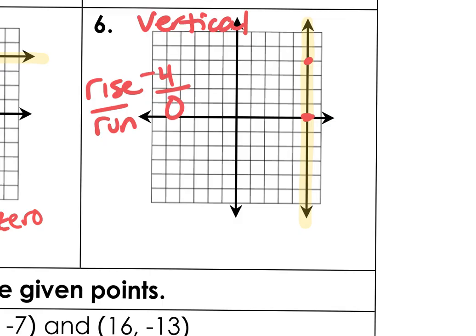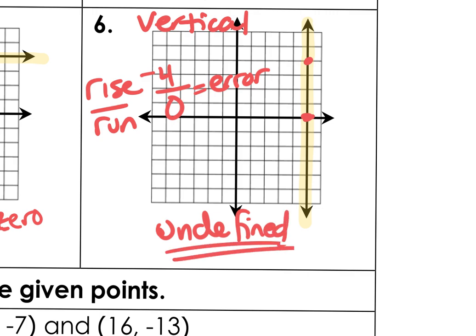In your calculator, do -4 divided by 0 and tell me what you get. Somebody with a calculator. Error. You get error. That means your slope is undefined. Okay, so here's what has to be in your notes: if you have a 0 at the bottom, your calculator spits out error. That's because the slope of a vertical line is undefined.